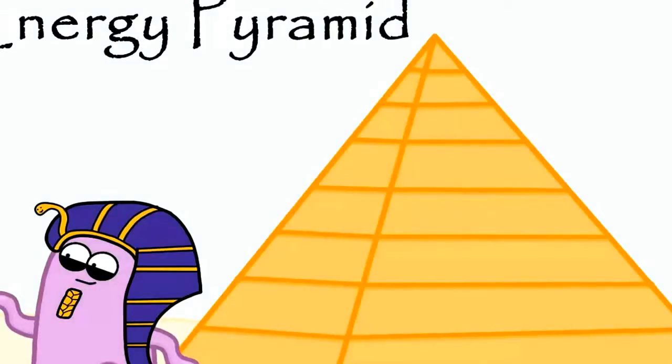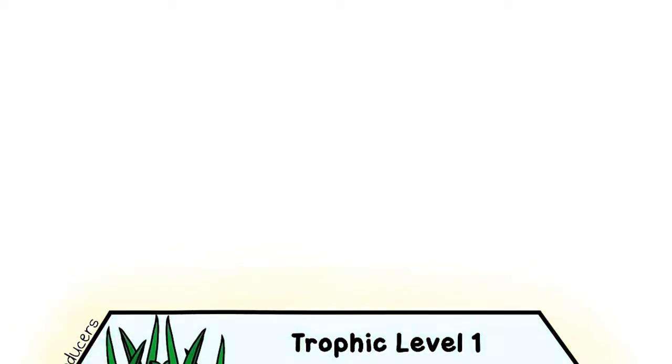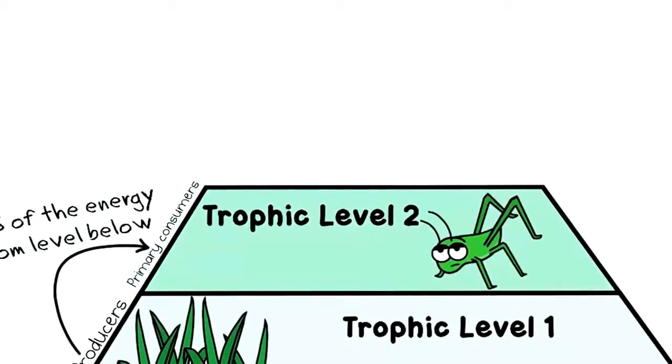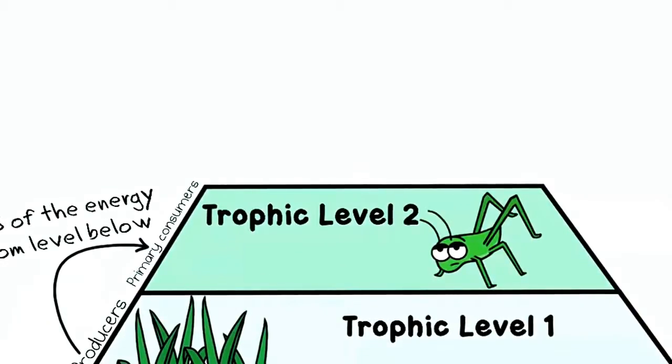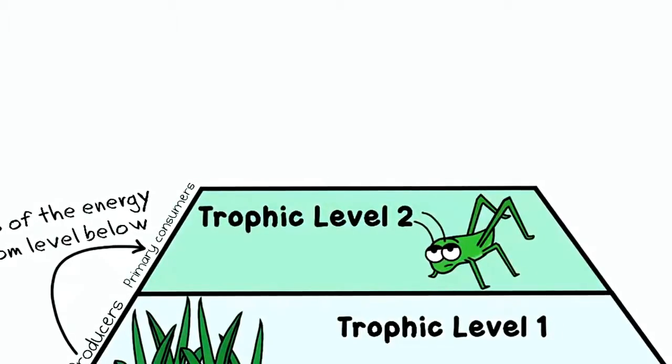You can also arrange this same food chain into an energy pyramid. The producers are at the base here, in trophic level 1. They actually contain the most energy. What is crazy to think about is the primary consumers here, in trophic level 2, they actually only store 10% of the energy from the producers.